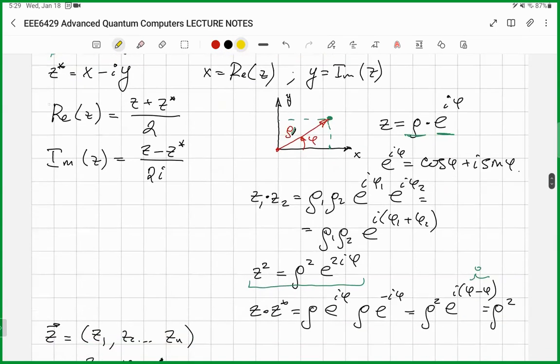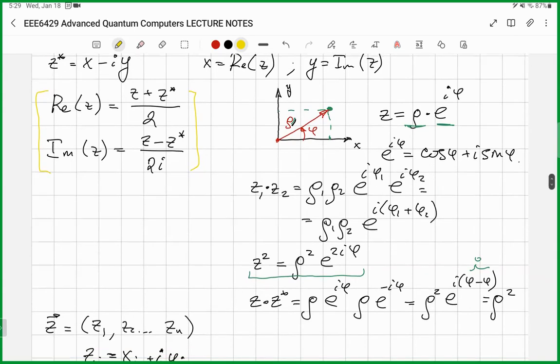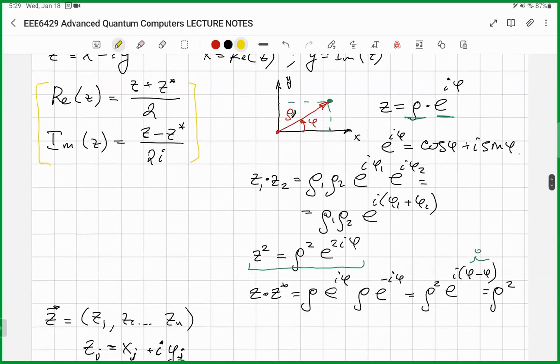The formulas for finding the real part and imaginary part of any complex number. Then we introduced the exponential representation of any complex number. Any complex number is defined by its length, basically the amplitude rho here, and its phase p.